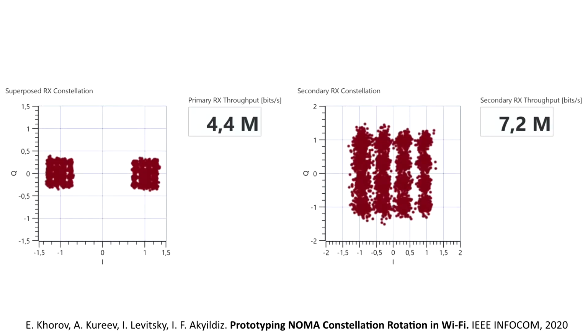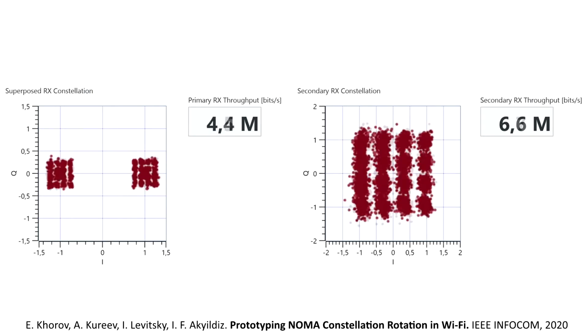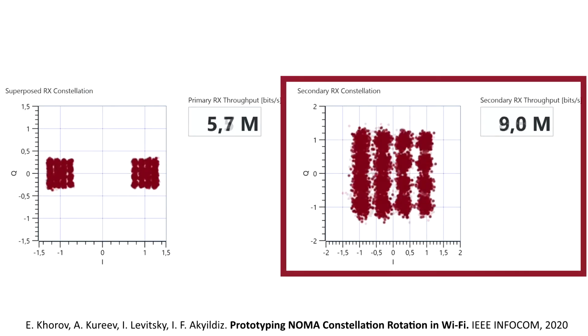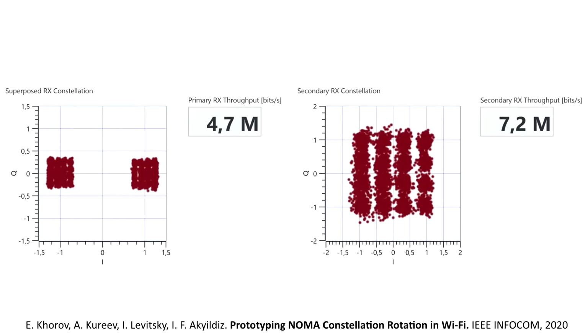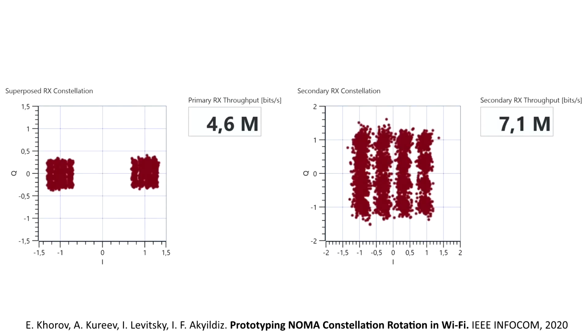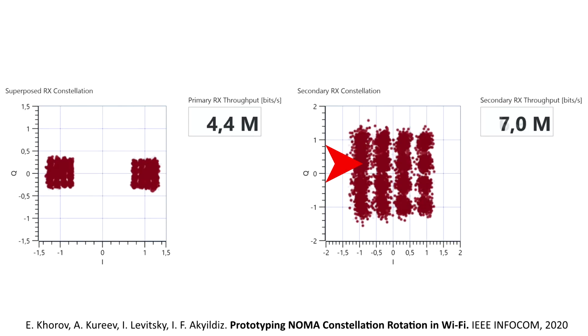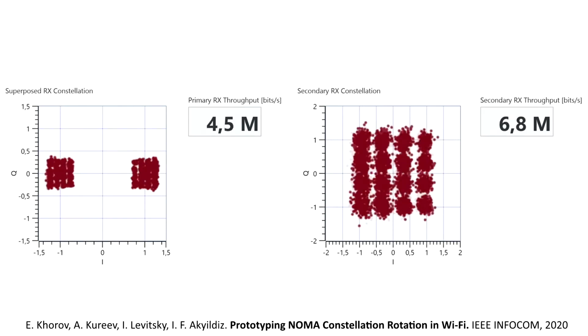Now we make the USRP receive both signals, so we can see the throughput for each of them. Let us pay attention to the secondary signal. You may notice that the constellation is smeared along a vertical axis. Also, can you see that one side of the constellation is distorted more than the other? Well, that is phase noise, and this type of noise is very common for wireless transmission of QAM modulated signals.